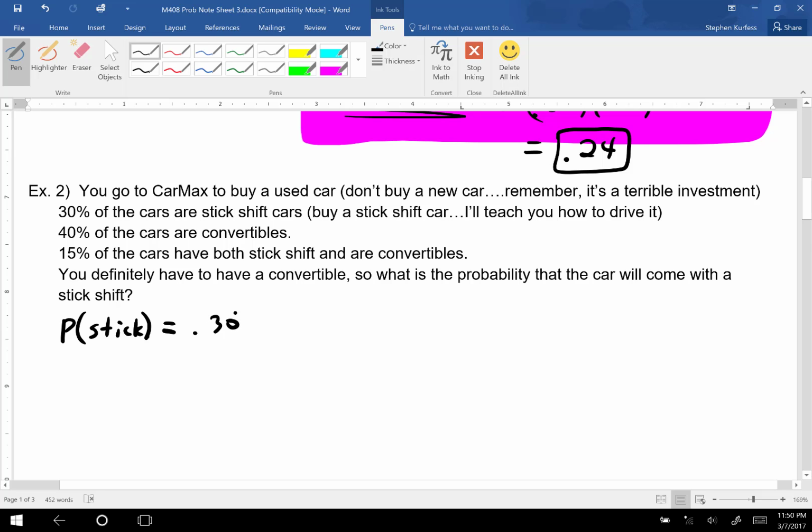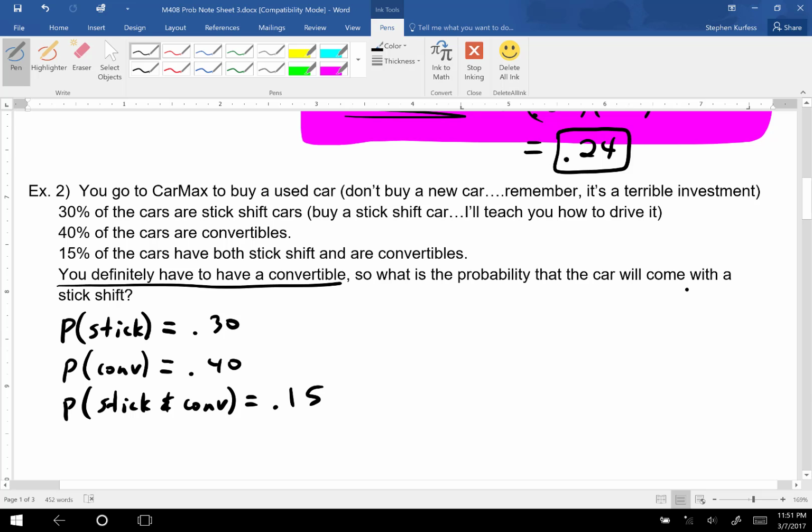0.30. 40% are convertible. So the probability of convertible is 0.40. It says 15% of the cars have both stick and are convertibles. So the probability of stick and a convertible is 0.15. All right, and what they're asking is you definitely have to have a convertible. What's the probability that a car will come with a stick shift? Okay, so you're looking for the probability that it comes with a stick shift, given that it's got to be convertible. So given that it's a convertible.